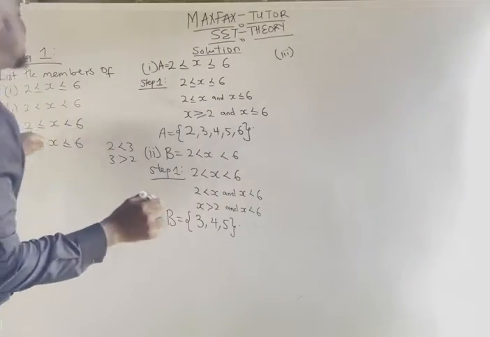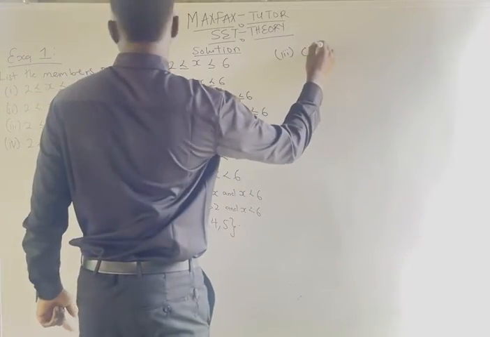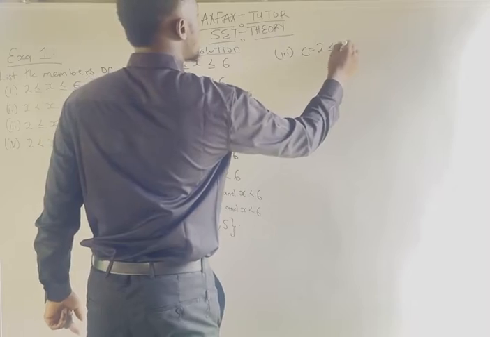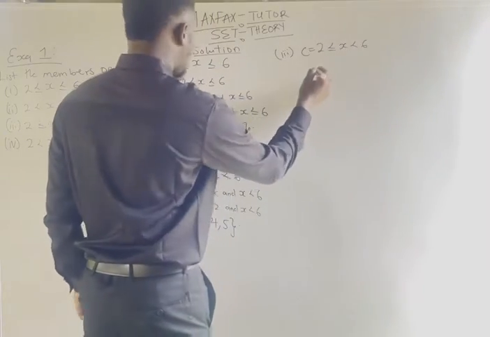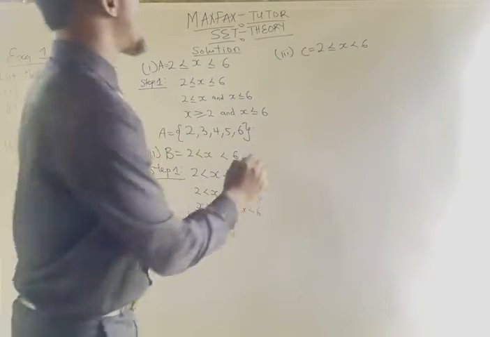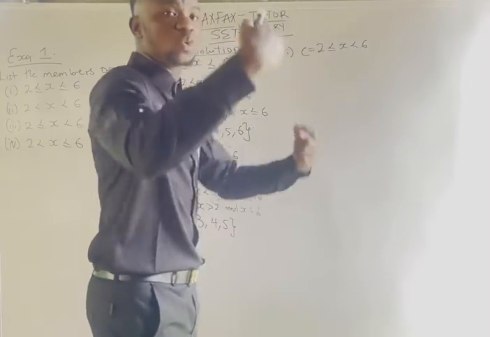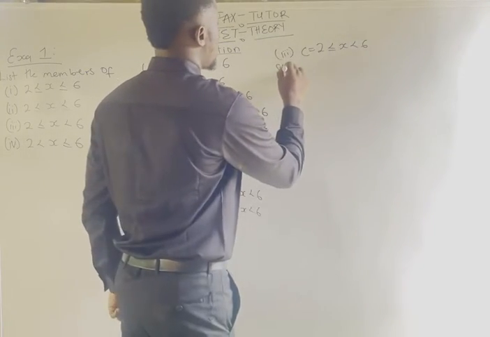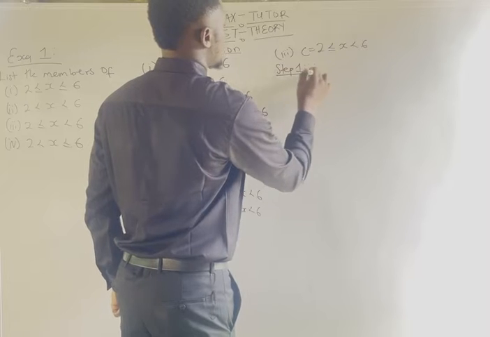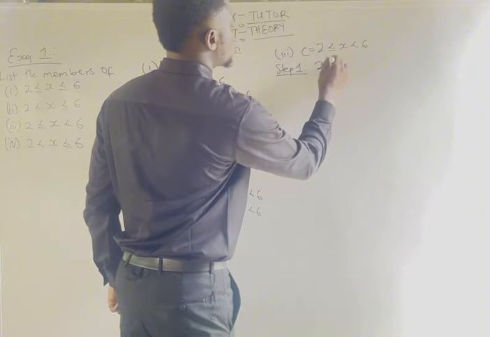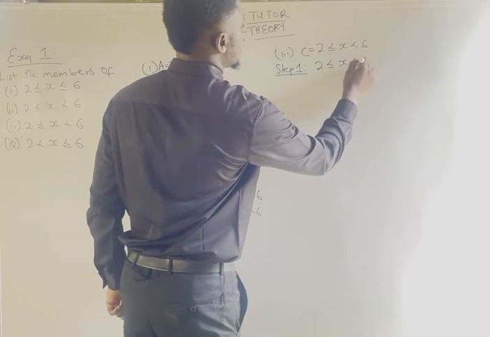Let's say set C equals 2 less than or equal to x less than 6. Guys, do not forget our step 1. This question given to us, we are going to rewrite it out. Step 1. This is the question. Let us write it out: 2 less than or equal to x less than 6.